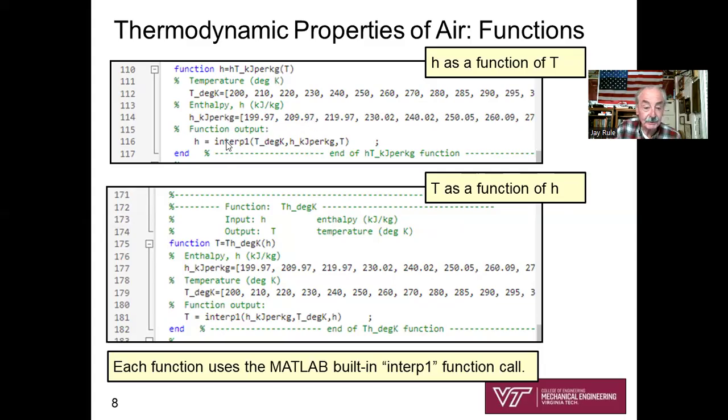And so the function call is very simple. I'm using the built-in function in MATLAB, interp1. This is my x vector, temperature. This is my y vector, enthalpy, and my input x is temperature. And so I'm interpolating to find my output y, which in this case is h. So I think you get the idea. So each one of these functions, especially for air as an ideal gas, it's just really so easy to create function after function after function to automate your manual lookups.